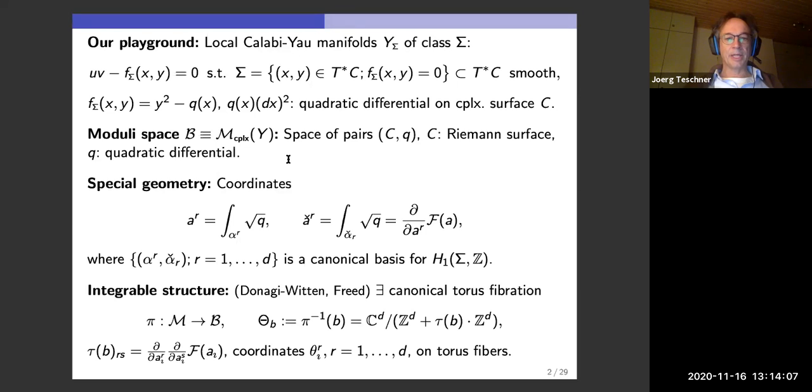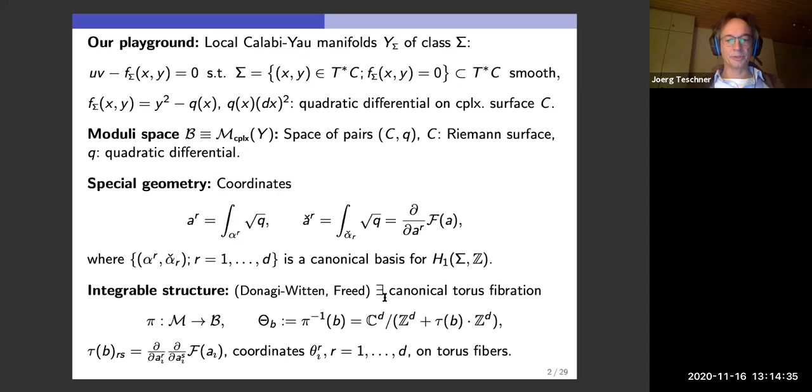And the main players here, the main geometric objects, are the moduli space B, for base manifold, ultimately, which is the moduli space of complex structures of this class of Calabi-Yaus, which would be specified by specifying the underlying Riemann surface we work on and the quadratic differential we put on it. Good, there's special geometry.